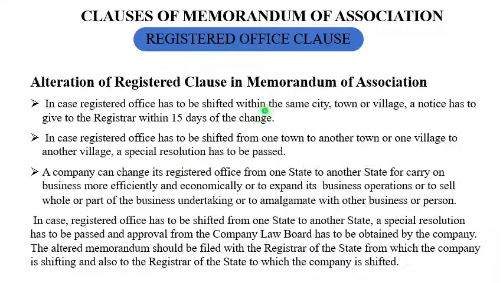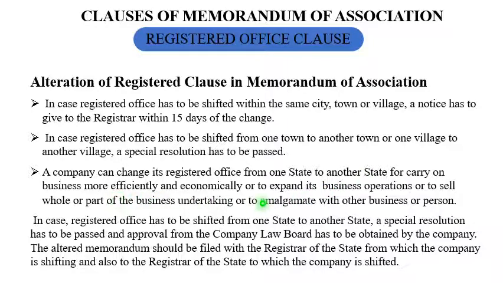Alteration of the registered office clause in the memorandum of association: if the company wants to change within the same city, same town में, मतलब same area में change करना चाहते हैं, then a notice is given to the registrar within 15 days. And if the company wants to shift from one town to another town, a special resolution is passed. And if the company wants to shift from one state to another, for what purpose?